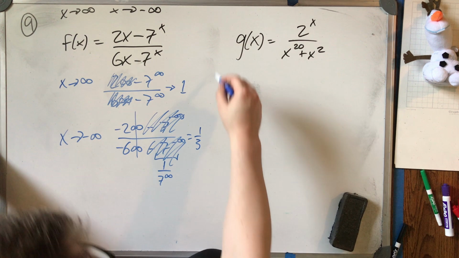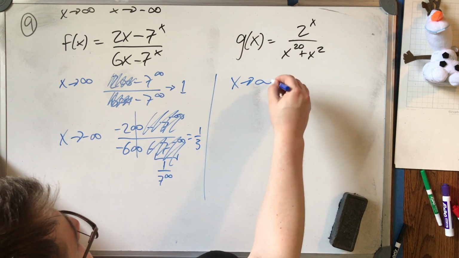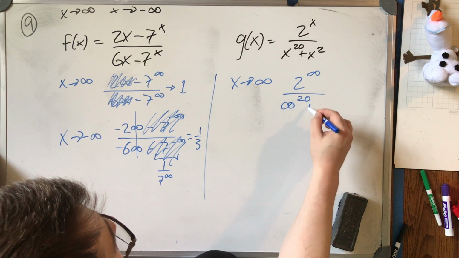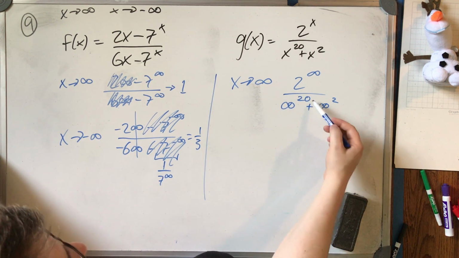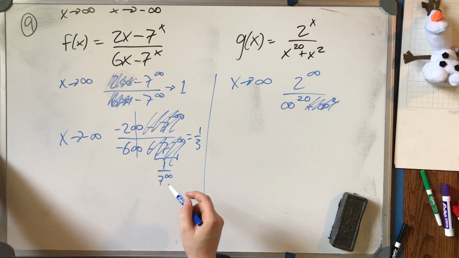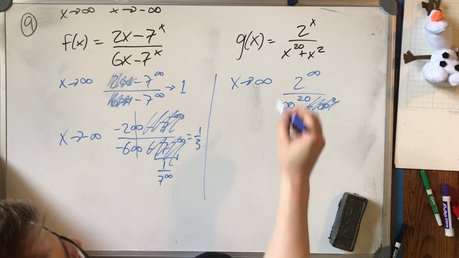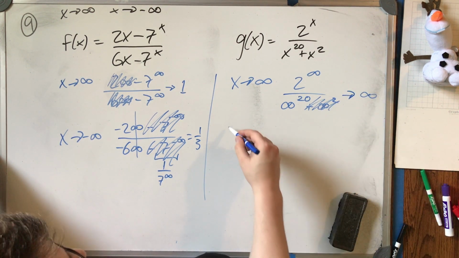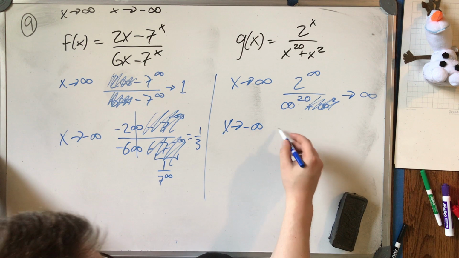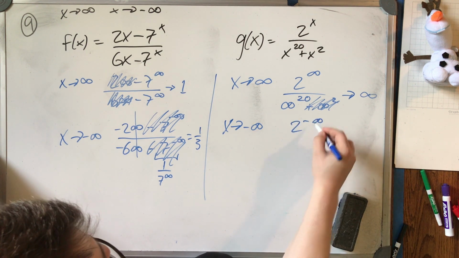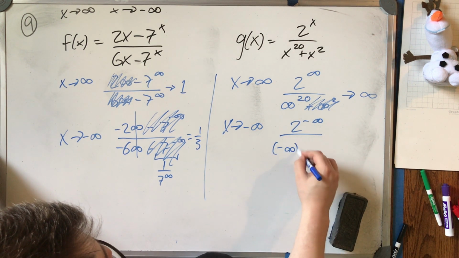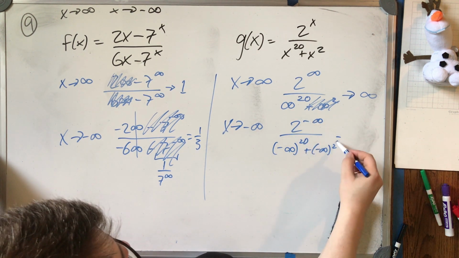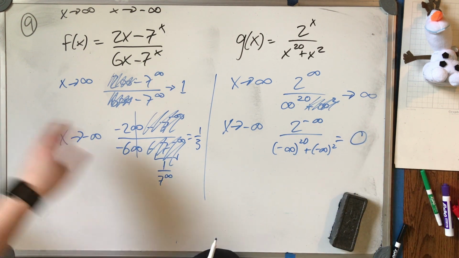Boom. Done. Let's do the same exact idea over here. Infinity, we'll get 2 to the infinite power over infinity to the 20th plus infinity squared. Infinity squared is so much smaller than infinity to the 20th, so we ignore it. Anytime infinity is in the exponent, that's the bigger number. So bigger numbers on top, that's going towards positive infinity. As x goes towards negative infinity, things are going to change. We'll have 2 to the negative infinite power all over negative infinity to the 20th plus negative infinity squared. This up top is approaching 0. So this is going to be 0 because the numerator is going to be 0.